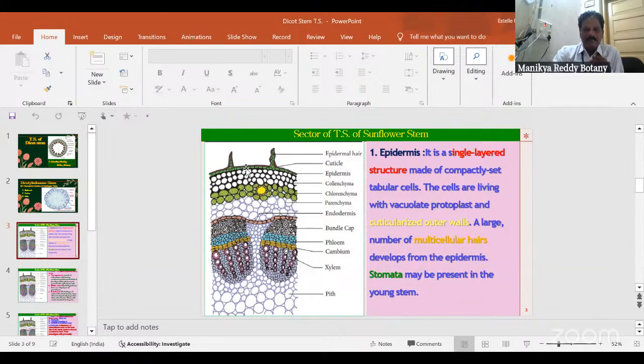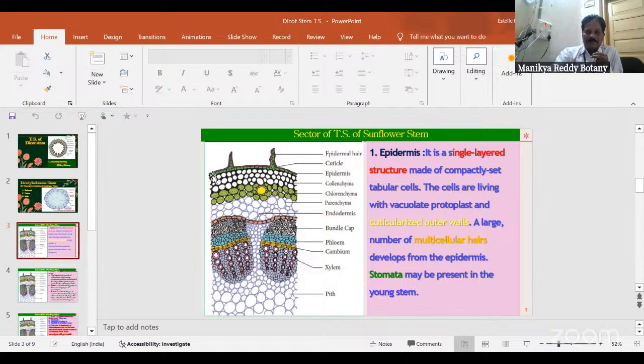The cells are rectangular in shape, which are closely packed, generally tubular cells. And all the cells are living cells. They have vacuolated protoplasm and thin cell wall. The outer surface is covered with cuticle. A thin cuticle layer will also be there.